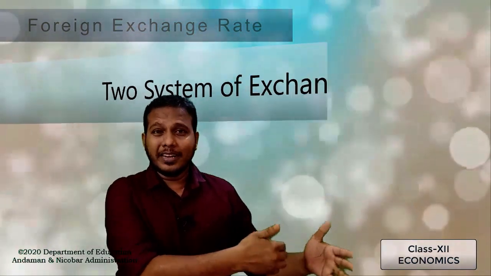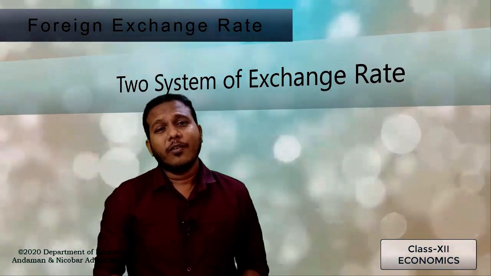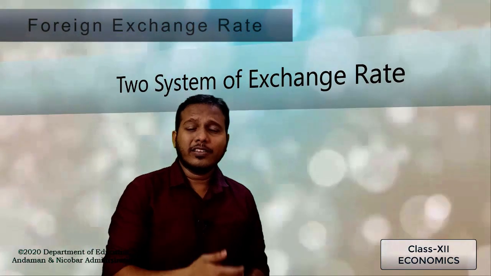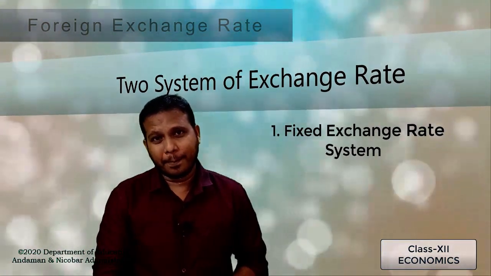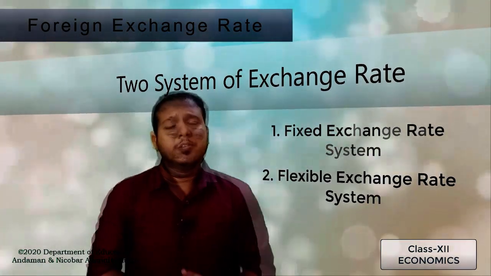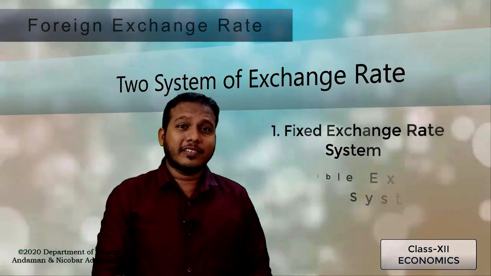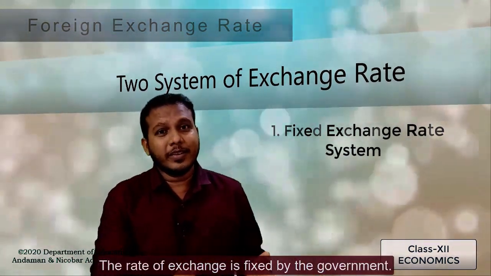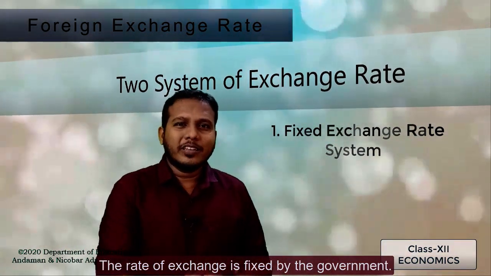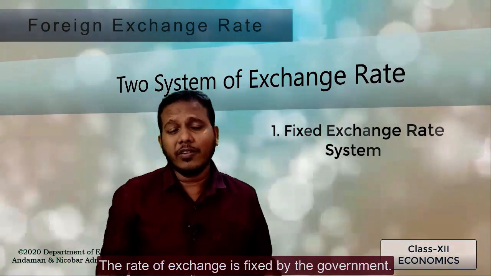It is broadly classified into two types or two methods where the foreign currencies can be converted. The first one, that is the fixed exchange rate, and the second one is what? The flexible exchange rate. So the first one is what? The fixed exchange rate. In the fixed exchange rate system, the rate of exchange is fixed by the government. So when it is fixed by the government, it cannot be changed again and again. So it cannot be changed frequently.